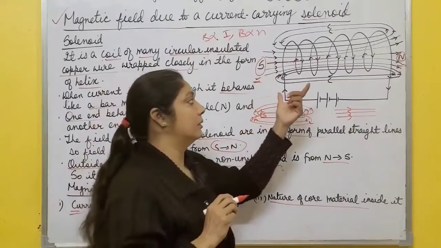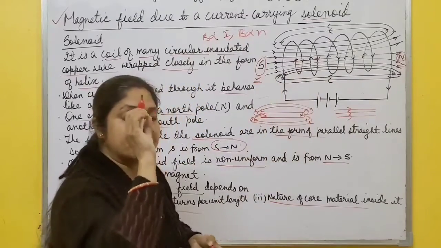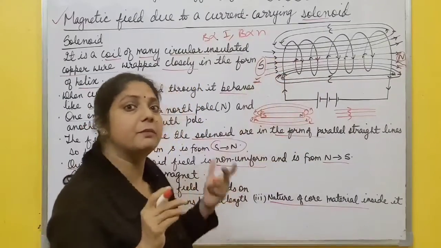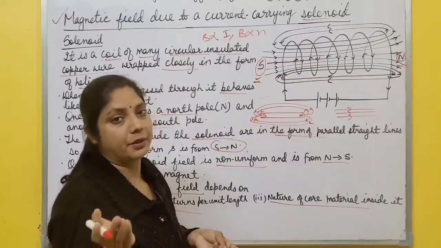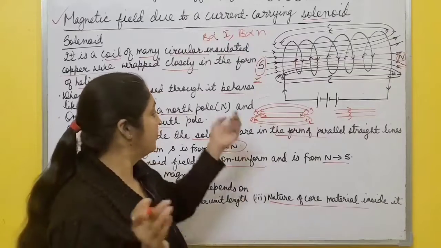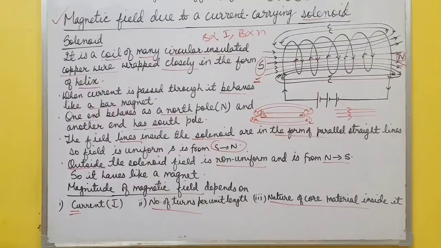Depending upon the type of material which is present inside the core of the solenoid, it may be used as a permanent magnet. It can also be used to make a temporary magnet, or you can say electromagnet. So first, take a screenshot of this one, then we'll discuss electromagnet and permanent magnet.